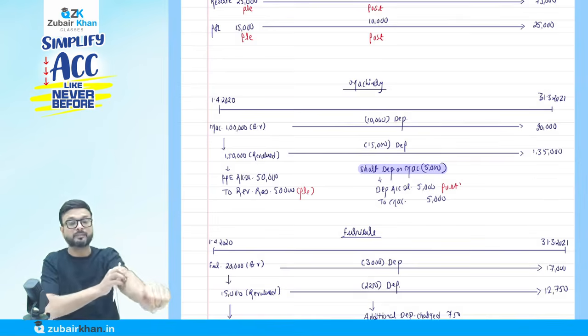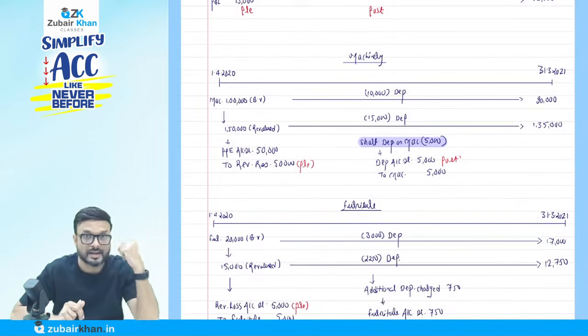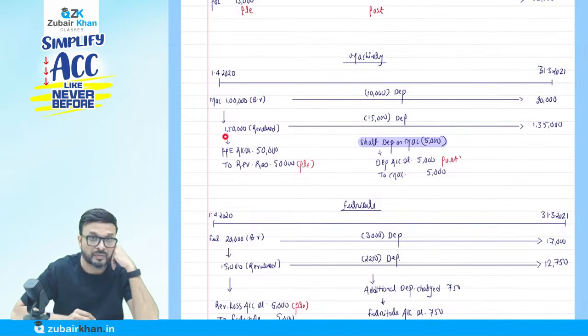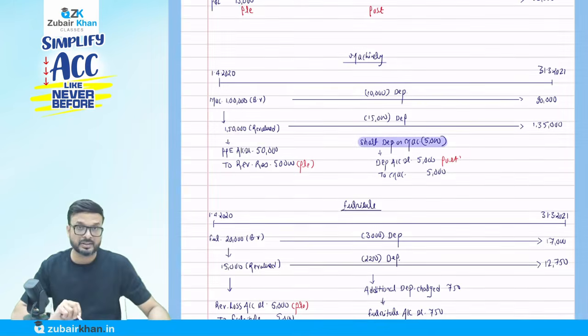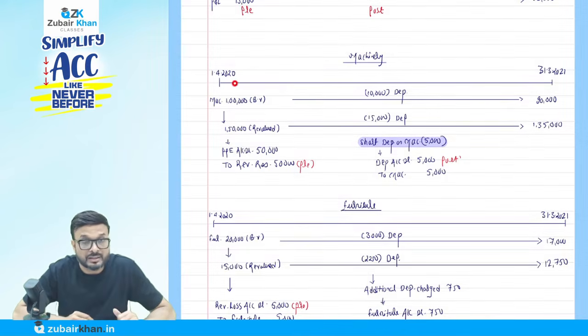Now listen. They want to do the revaluation at the starting of the year, at what value? 1 lakh 50. So it was 1 lakh, and they want to do the revaluation to 1 lakh 50. It means they want to increase the value of PP by 50,000. By what value they want to increase? By 50,000. So it was 1 lakh, they want to increase it to 1 lakh 50. So they want to increase it by 50,000.